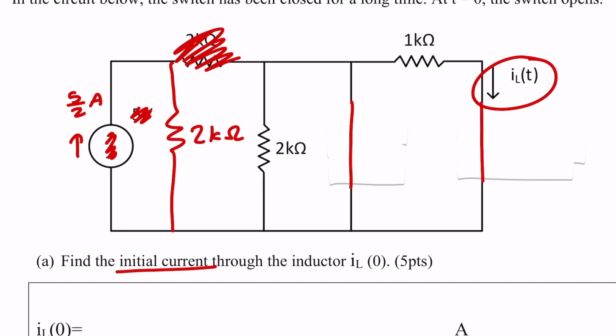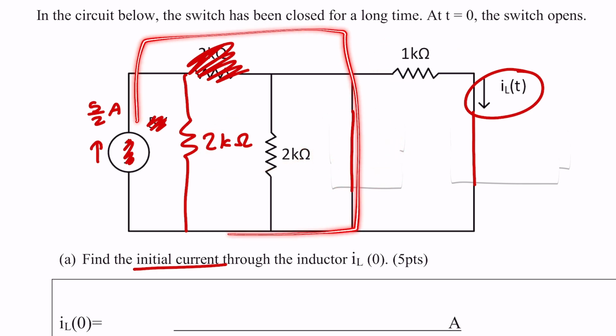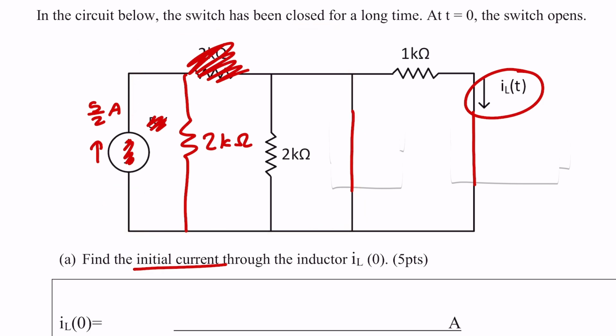Now, here's the deal. We have this current. It goes up here and enters this node. It can go 1, 2, 3, or 4 different ways, but all of these ways have resistance except for this way. This direction has no resistance, which means all the current is going to go through here. None of the current is going to go through the other paths. So we know that iL(0) is equal to 0.